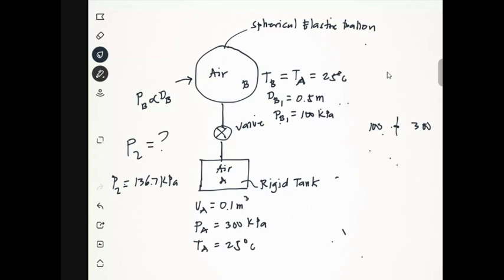Okay, your pressure 2 is lesser than 300 and greater than 100 kilopascal. So since our answer is 136, that is reasonable. So by checking, 136.7 is within the range of 100 to 300 kilopascal. So we have that equation because air is considered as an ideal gas.